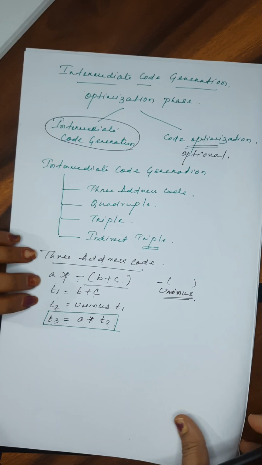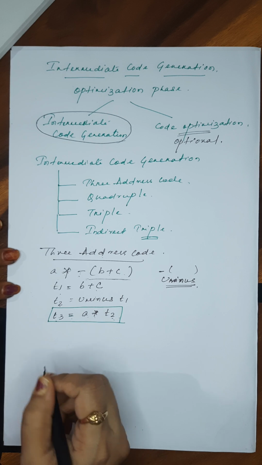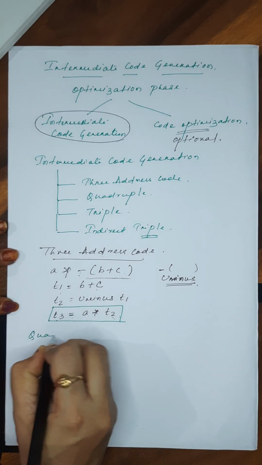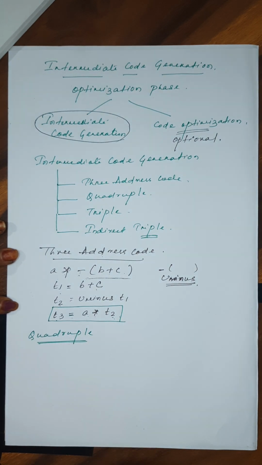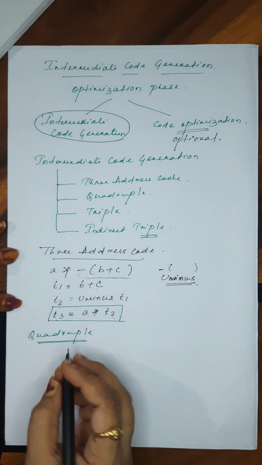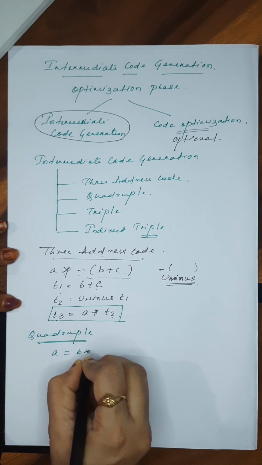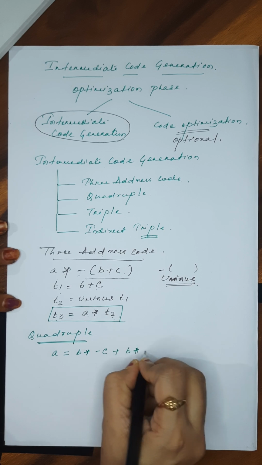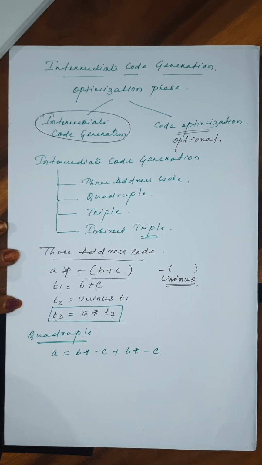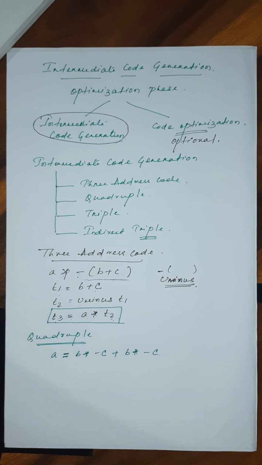Okay. Then the next example is for your quadruple. Okay. So, here again I am taking a new expression: A is equal to B star minus C plus B star minus C. Now see, I have taken a different example. Here we are having an assignment operator. Now we will see how we will solve it. I am showing all the steps now.